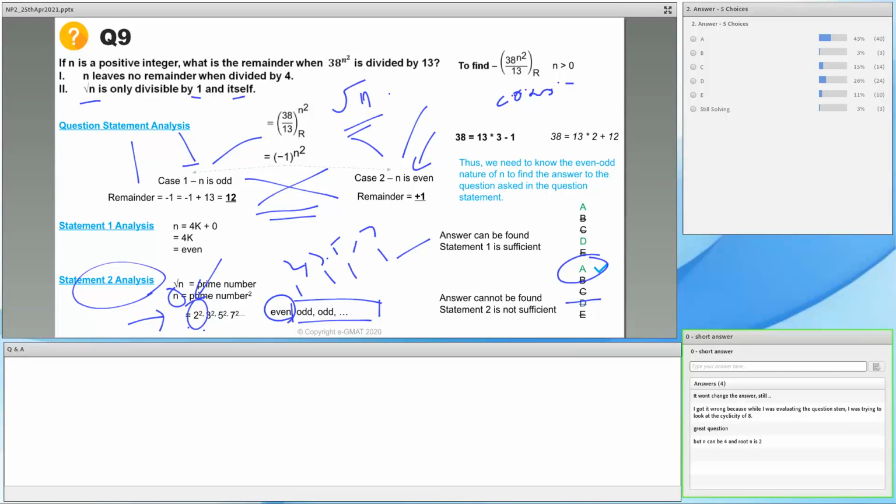Very, very, very interesting point. And you will see tricks like this everywhere on the GMAT. But if you stick to the process, if you remember to be a little careful, you will not fall for this.